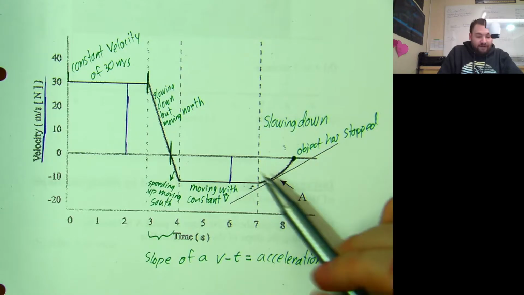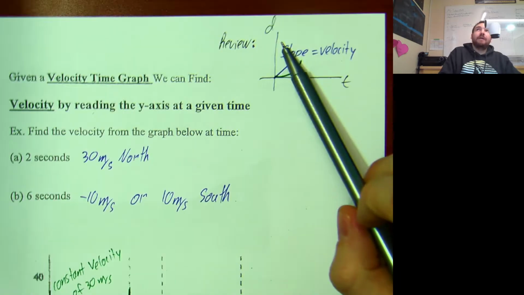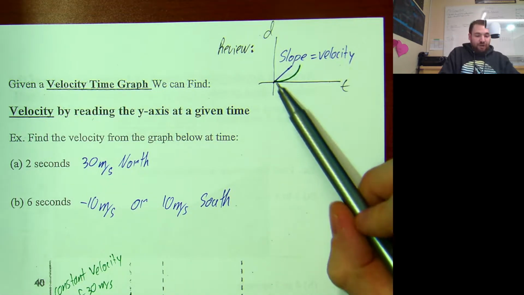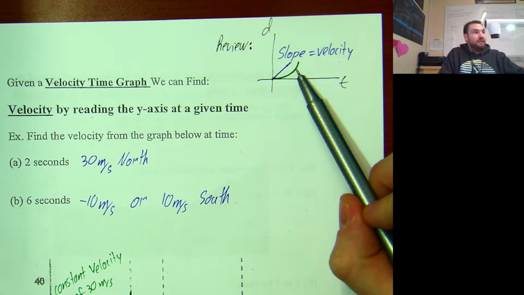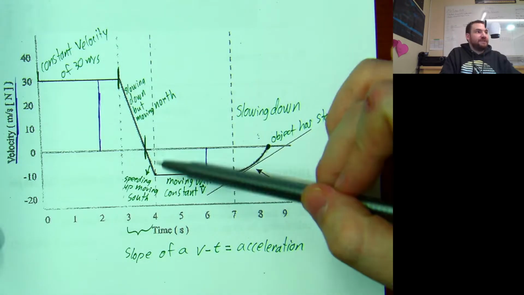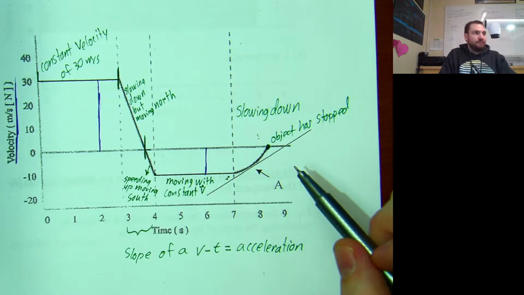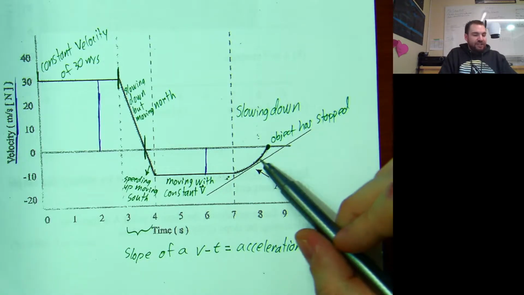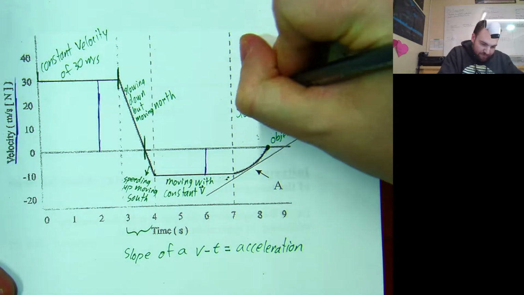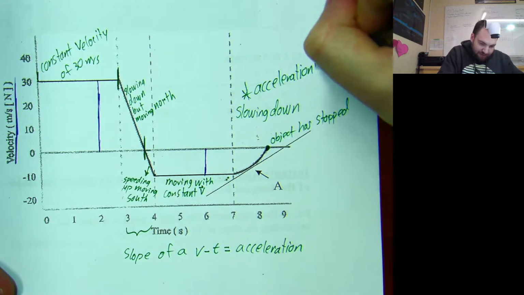Here, on this VT graph, we know this thing is slowing down. But if you think back to the position time graph that I gave you before, the slope was equal to the velocity, so a curved line meant I had a changing velocity. Here, the slope represents acceleration. So a curved line means I have a changing acceleration. That's weird. My acceleration is not constant for this chunk of time. Acceleration is changing.